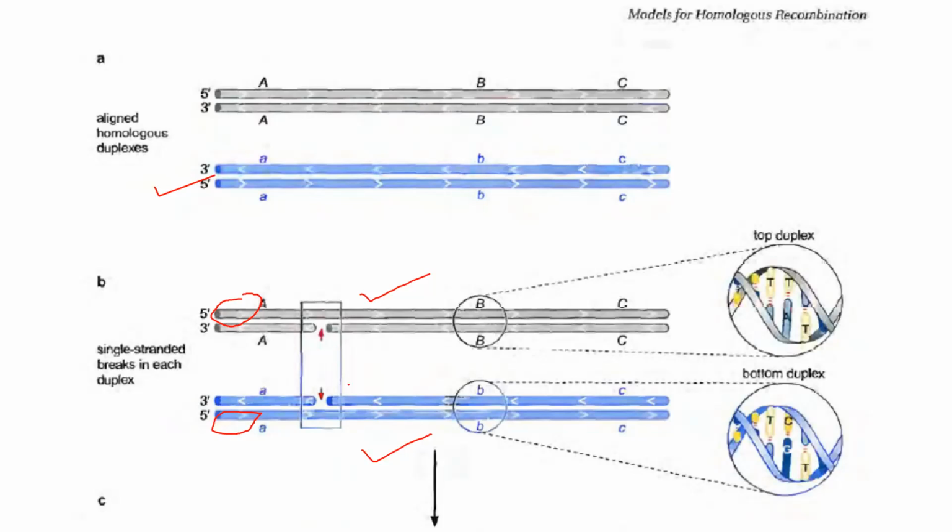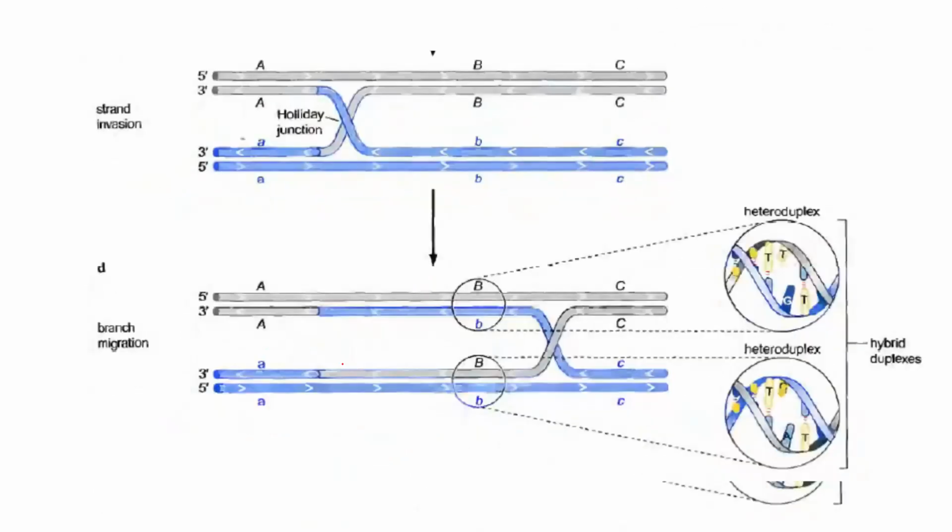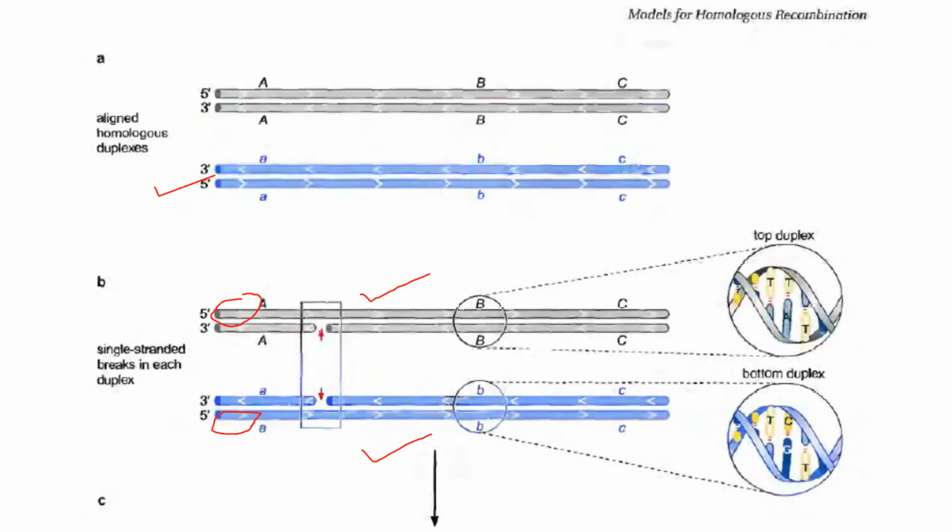After that, what happens? The chromosomes have aligned, and single-stranded breaks have occurred in each of the duplexes. Then the next step is strand invasion. What do we mean by strand invasion? After the single-stranded breaks, there is formation of short regions of base pairing between these two recombining DNA molecules. This pairing occurs when a single-stranded region of DNA originating from one parental molecule pairs with its complementary strand in the homologous duplex DNA molecule.